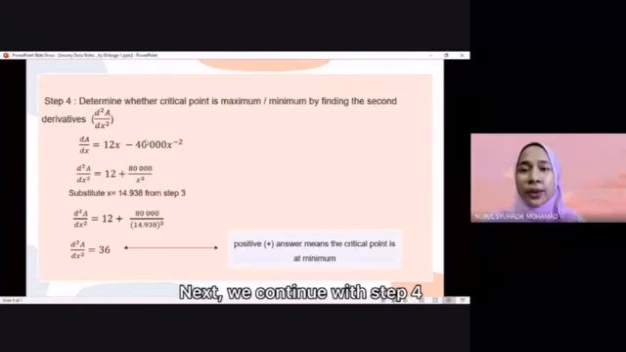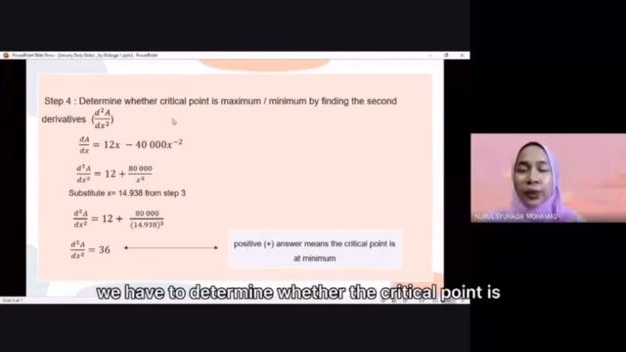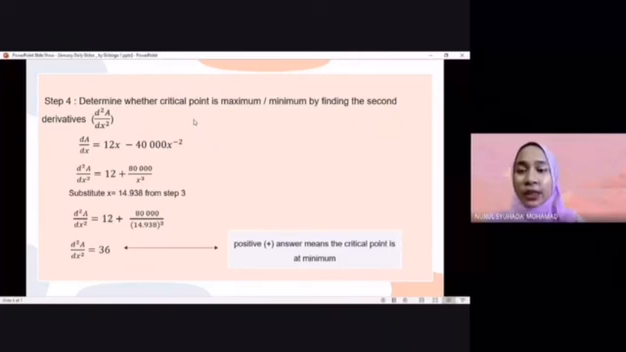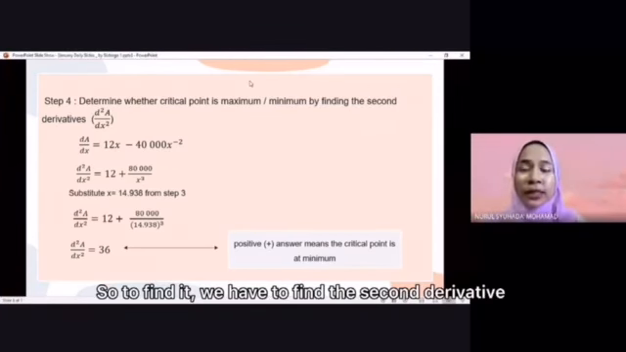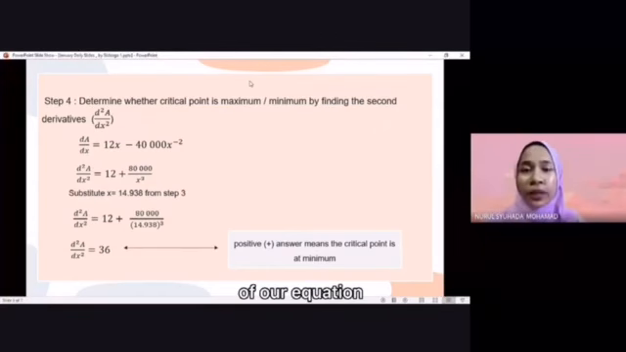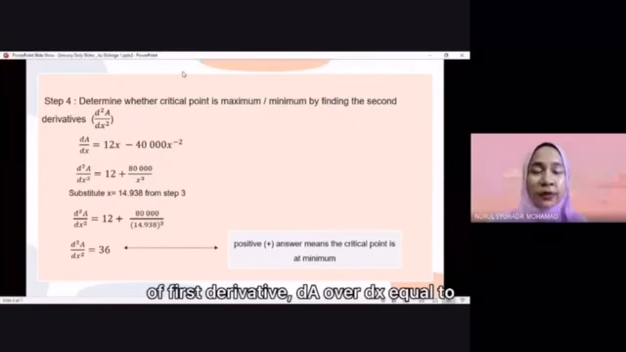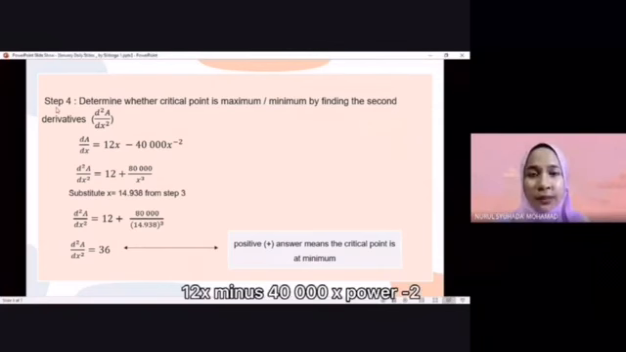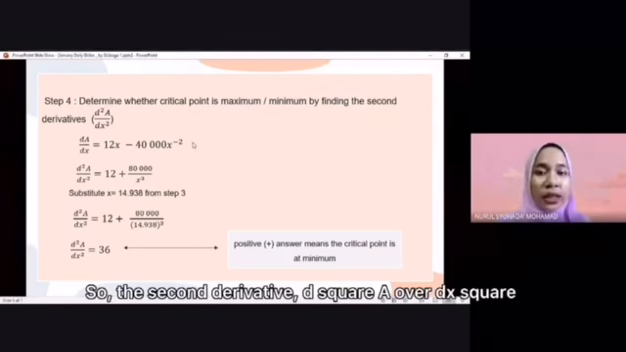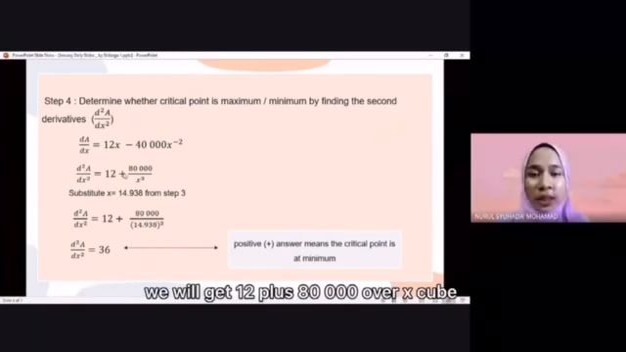Next, we continue with step 4. We have to determine whether the critical point is at maximum or minimum. So to find it, we have to find the second derivative of our equation. So our first derivative dA over dx equal to 12x minus 40,000x power negative 2. So the second derivative, d squared A over dx squared, we will get 12 plus 80,000 over x cubed.